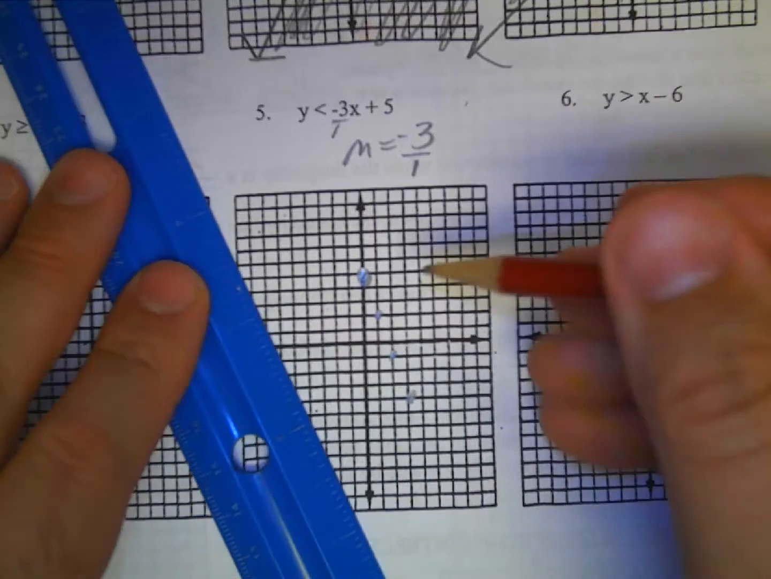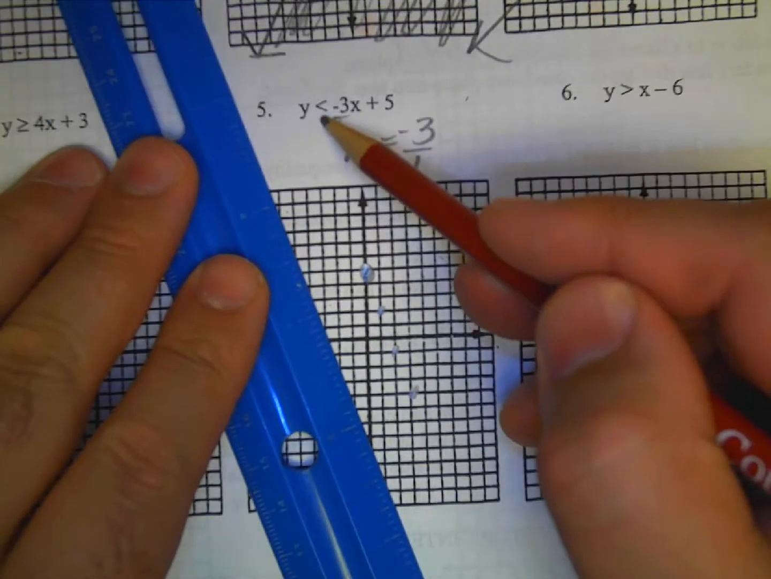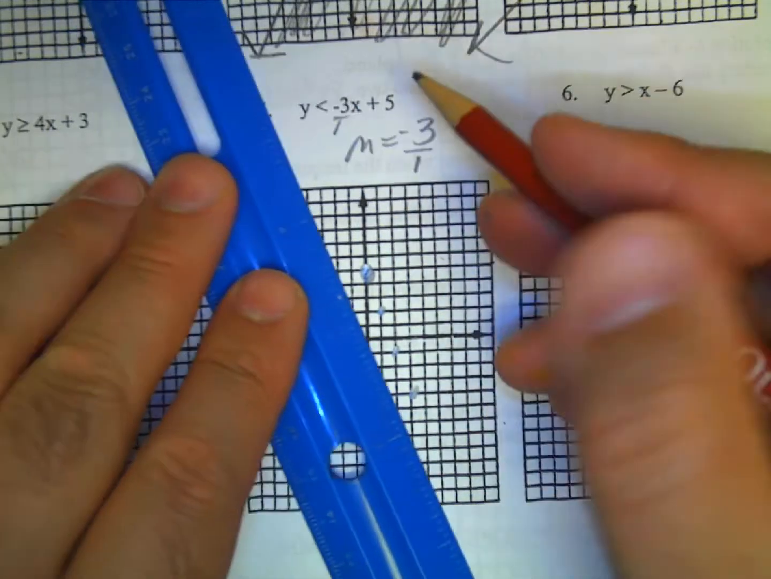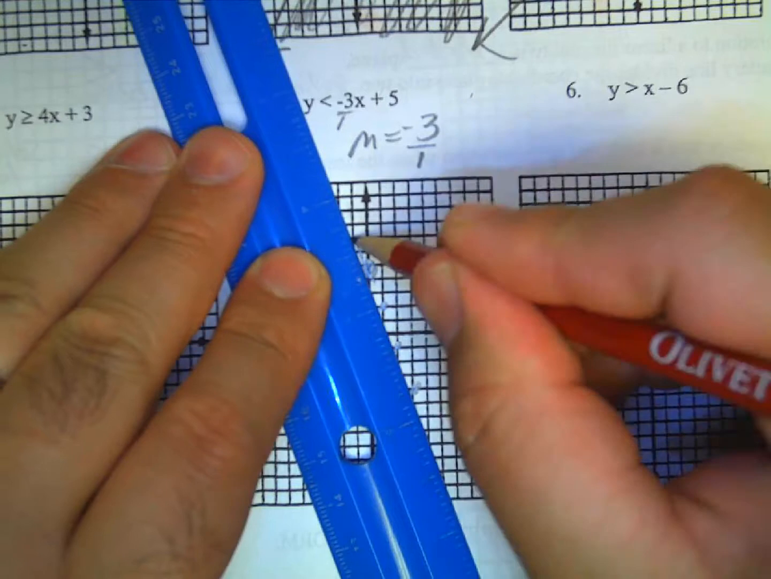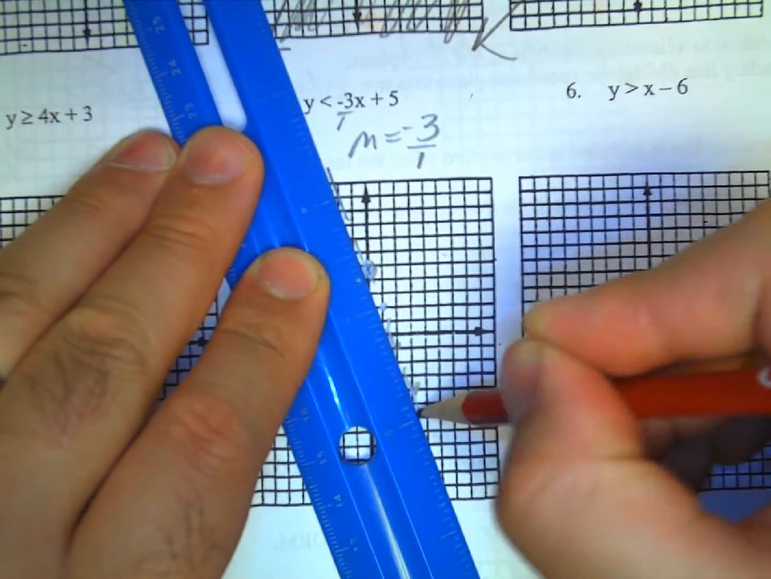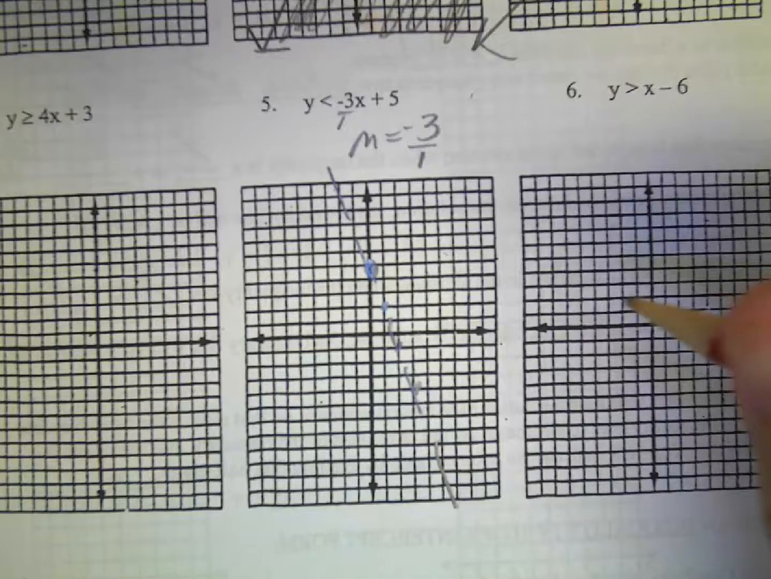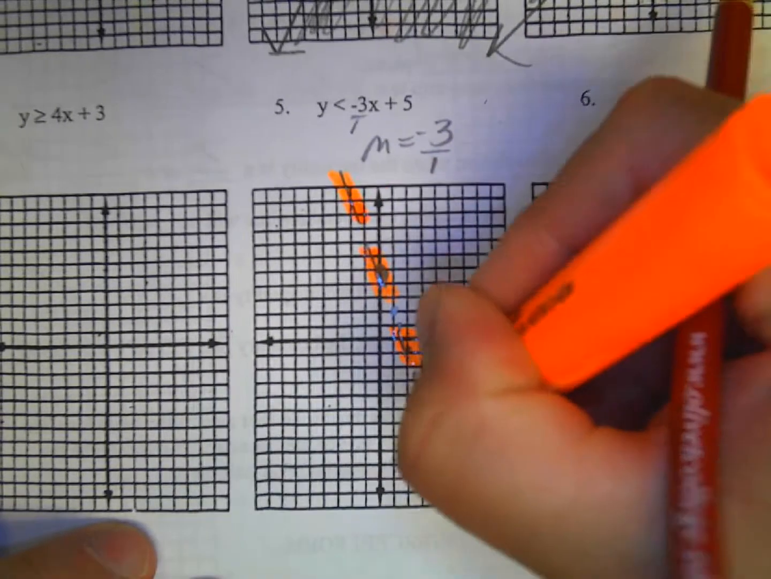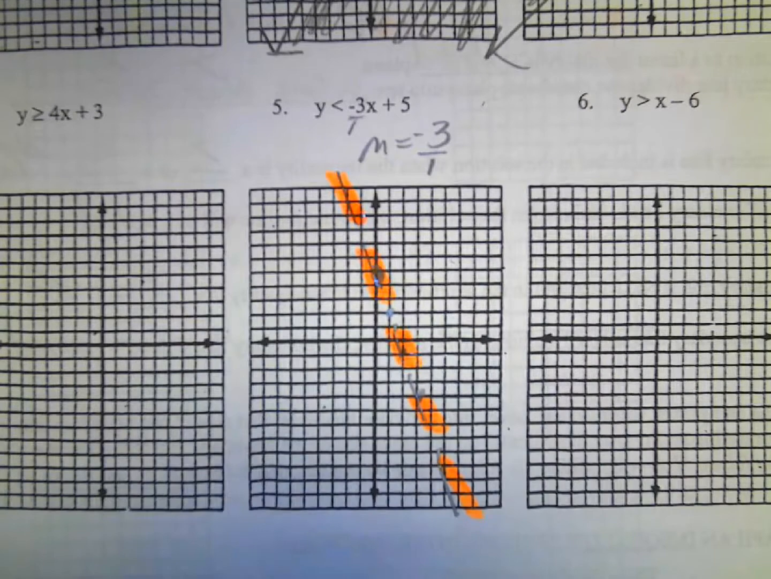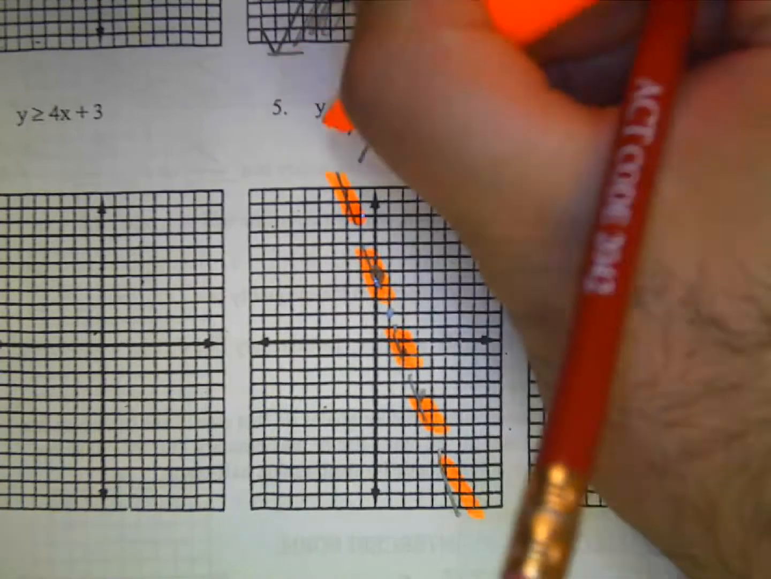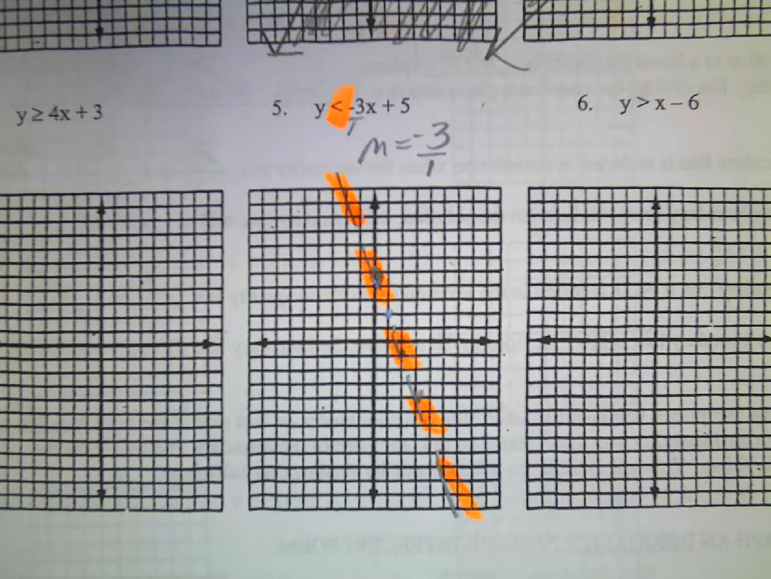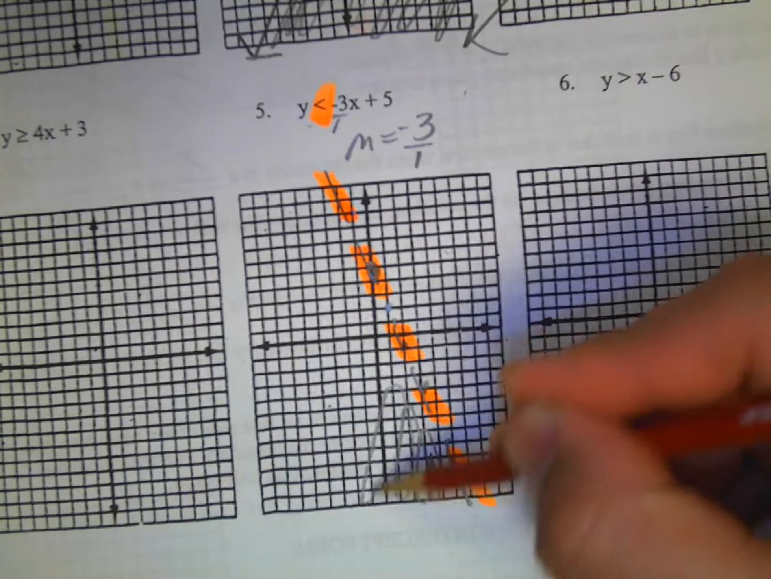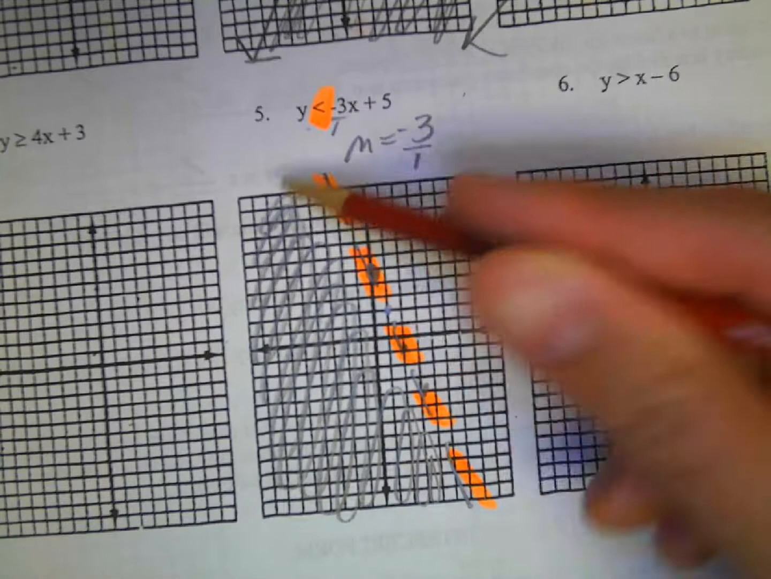Make your line, but look, this time I'm being more careful. It's a less than. There's no equal sign, so I have to make a dashed line. Not a straight line, but just dashed. Alright, so if you look here, it's dashed. It's not a solid line, because you only have a less than. There's no equal to there. So the less than, shade below the line.